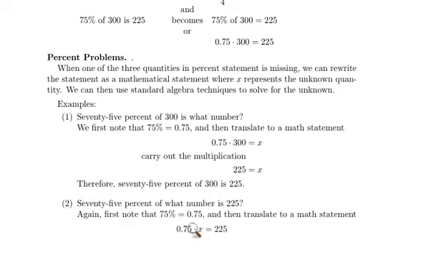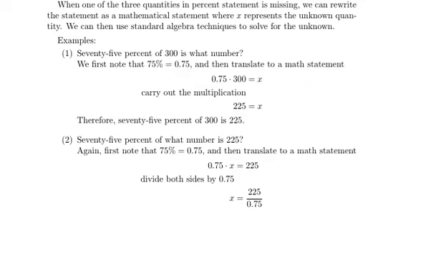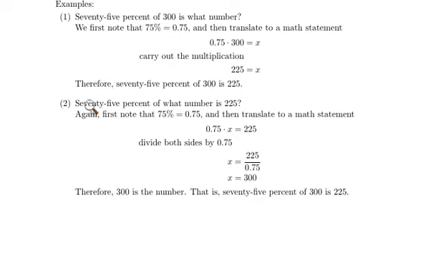So how will we find x? We'll just divide both sides by the 0.75. So after dividing both sides, we find that x is equal to 225 divided by 0.75. And of course, x is 300. So remember, what we were looking to solve was 75% of what number is 225. So that what number is 300 by our analysis. And that is that 75% of 300 is 225. That's what we found, was the 300.